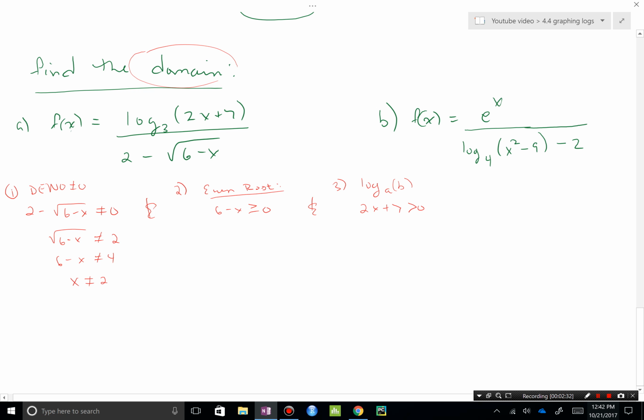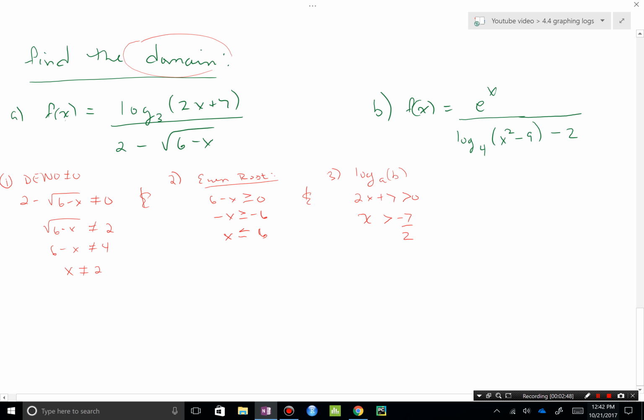All right, if we solve this guy, good news, no sign chart. X must be less than or equal to 6. That's easy. Easy solve. And here's one. X is greater than negative 7 over 2. All right. Now we need to go through and marry each one of these together.